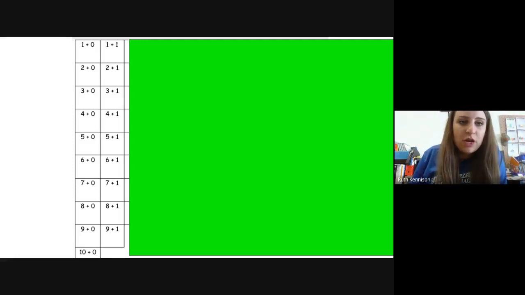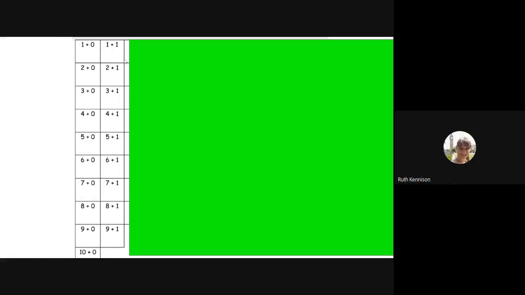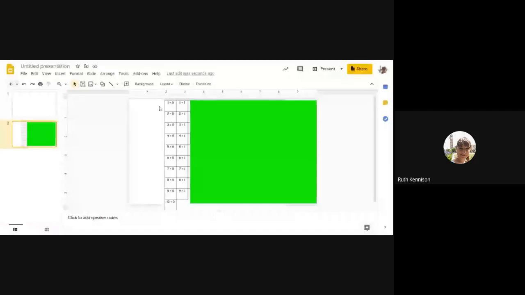So once again, if we go down that list, we would have 1 plus 1 is 2. 2 plus 1 is 3, right? 3 plus 1, 4. 4 plus 1, 5. 5 plus 1, 6. It's a pattern: 2, 3, 4, 5, 6. It goes on and on. So when you see a chart like this and you fill it out, it can help you think about the patterns.